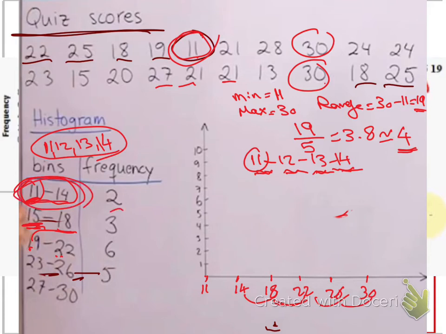Then you'll find only 2. 11 to 14, only 2, which are 13 and 11. So I'll put 2 here. 15 to 18, I found 3. 19 to 22, I found 6, and so on. So this is the way we are grouping the data into bins, and how we can determine the number of bins.